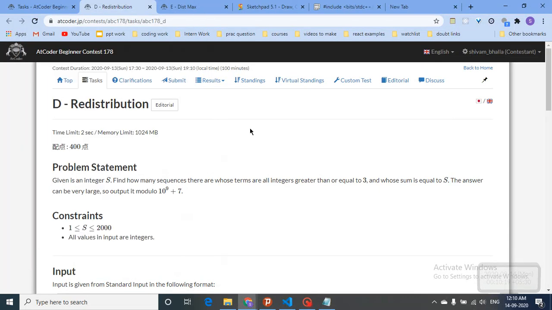Hello friends, so today we're going to discuss problem D and problem E from the latest AtCoder Beginner Contest 178. So let's start. Problem D is Redistribution.